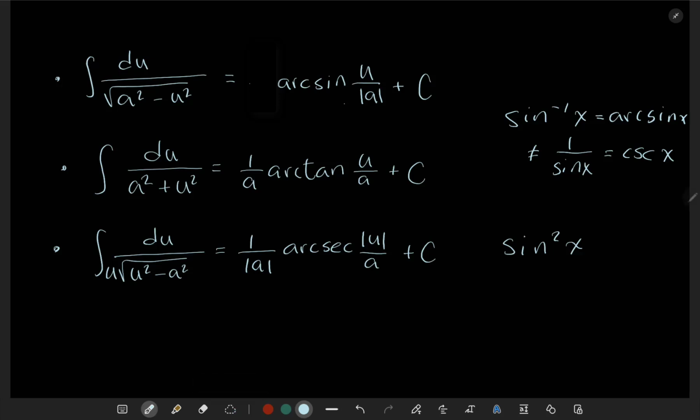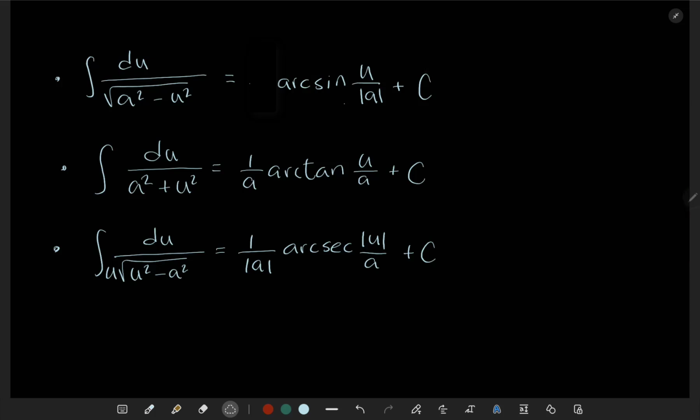And that is much more in line with what we do with, for example, e to the x and natural log of x. We don't write it as e to negative x, because that certainly is a multiplicative inverse. So I just like to write arcsine, arctangent, and arcsecant for these. It's going to take us a little bit extra to write them, but I think it's worthwhile to avoid confusion.